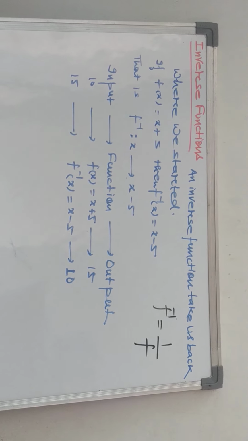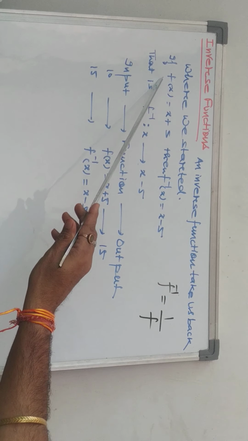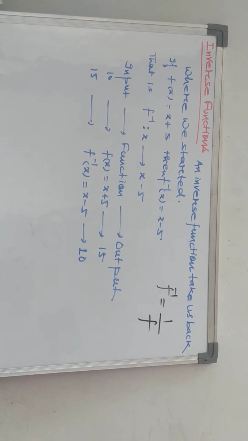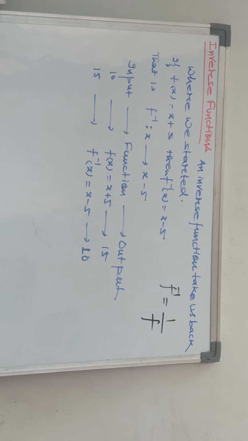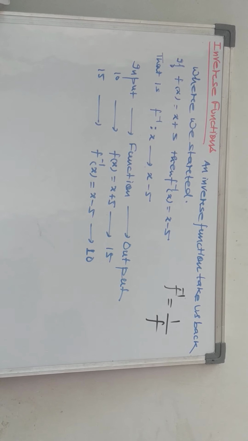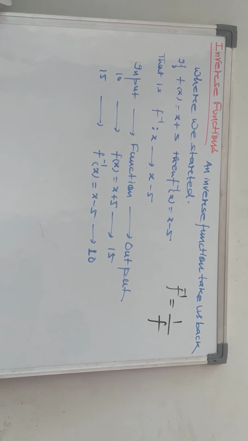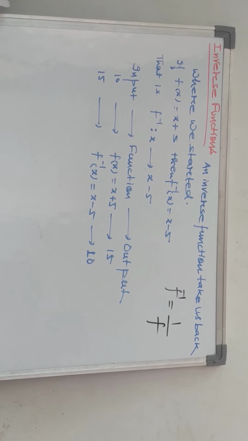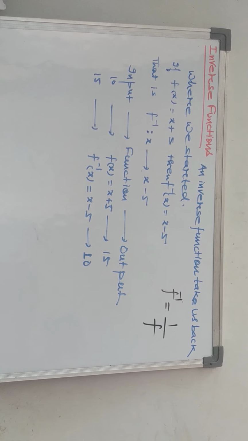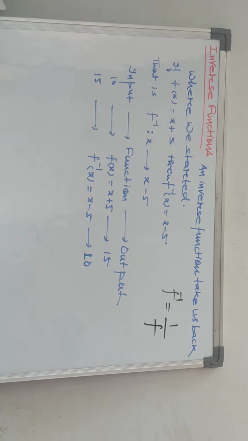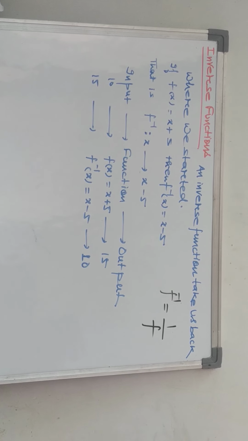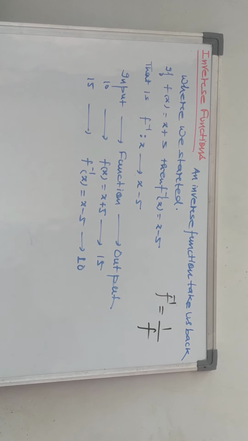If we add 5 to a function, then f of x is equal to x plus 5. We want to get back to the original function. If we want to get back to the original function, what can I do? We subtract 5 from the function. Subtracting 5 from the function is known as the inverse function.